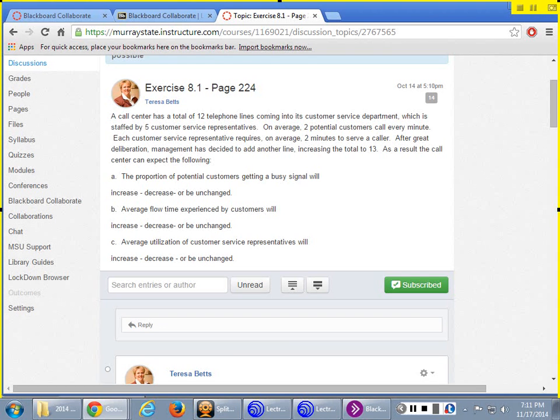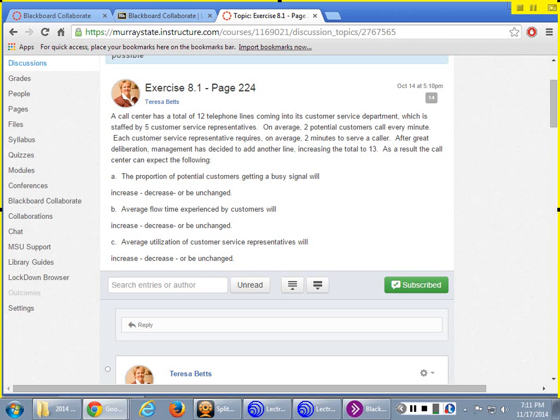Okay. Average flow time experienced by a customer will increase, decrease, or be unchanged. Why is it going to increase? I'd want to say they get through quicker because there's more people available, but looking at flow time, I guess we need to be more specific. It's going to increase, because there are 13 lines and we haven't increased the number of servers. They're still going to process at the same rate, but these people are going to be on hold a little longer. Less people are going to get the busy signal.